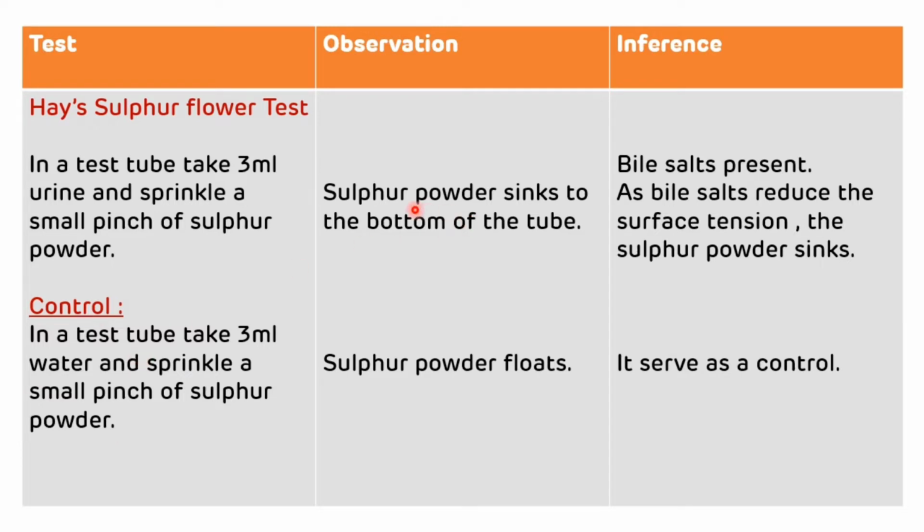If sulfur powder sinks to the bottom of the test tube, that means bile salts are present, as bile salts reduce the surface tension and sulfur powder sinks. And if the sulfur powder floats, that means bile salts are absent, and it will serve as a control. So that is regarding the procedure, observation and inference of Hay's sulfur flower test. Now we will see interpretation of Hay's sulfur flower test.